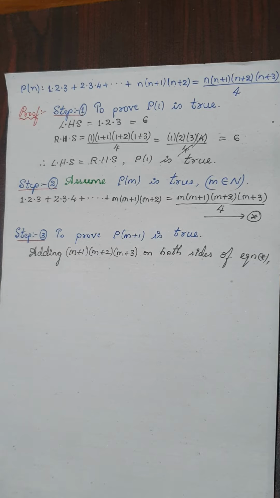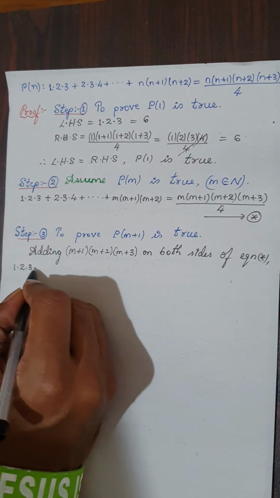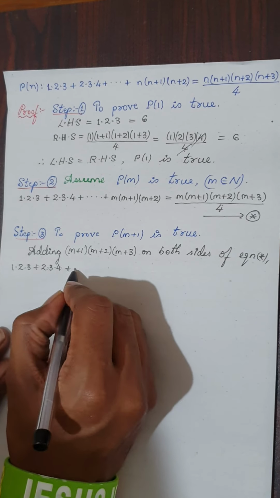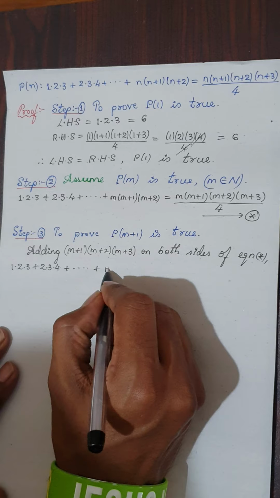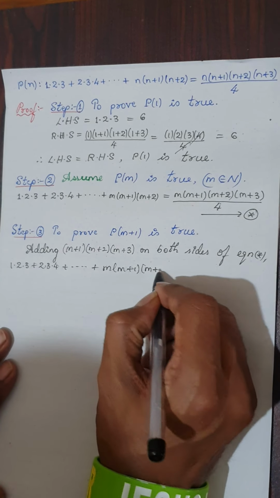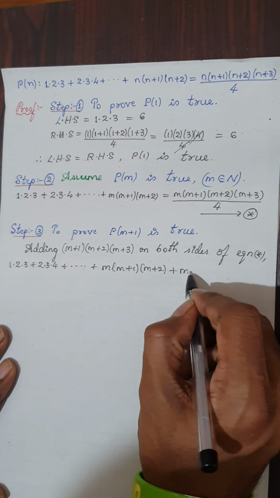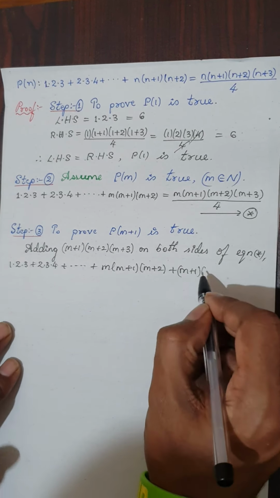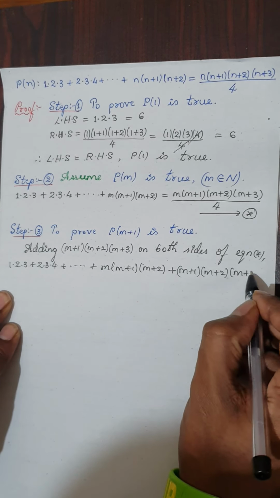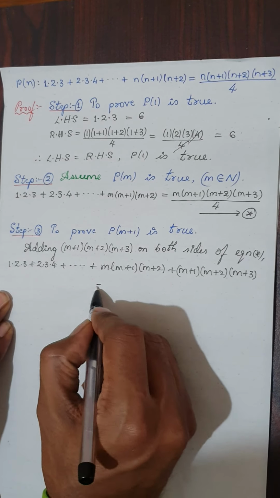So what is left over now? We have 1 into 2 into 3 plus 2 into 3 into 4, and so on, up to m into m plus 1 into m plus 2, isn't it? This term is already there. To this term, I'm going to add m plus 1 into m plus 2 into m plus 3. Fine. So this will be equal to, I'll write the RHS here.